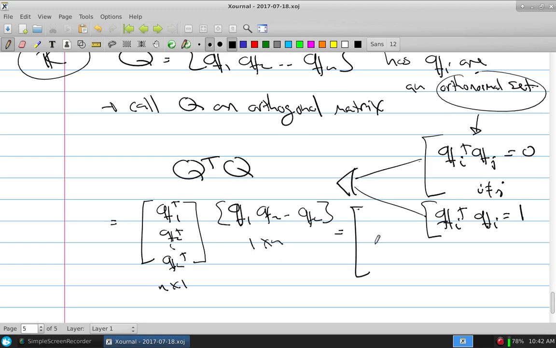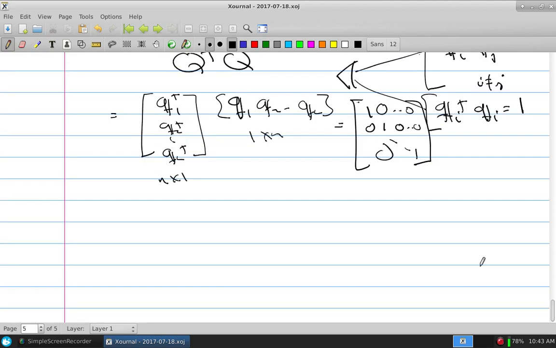But so what's my first one? My first position is going to be what? Q1 transpose Q1. But what's that? 1. What would be the next position? Q1 transpose Q2, which is 0 because they're different, right? Different row, different column, and so that would be 0, and then it'd be all zeros, right? What would be the next row? It would be Q2 transpose Q1, which is 0, and then Q2 transpose Q2, which is 1, and then 0, and 0, and so what does this become? The identity, right? And so that means Q transpose Q, because their insides are orthonormal, is just the identity.